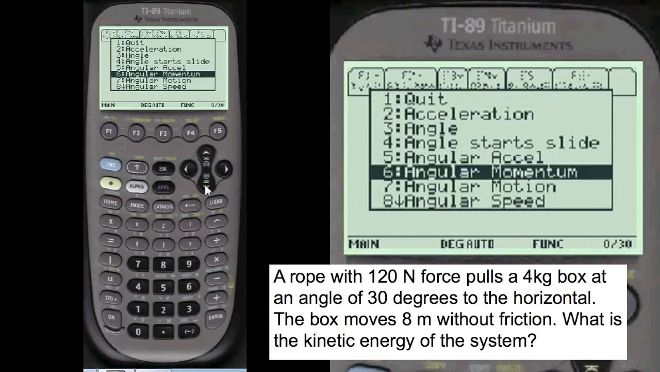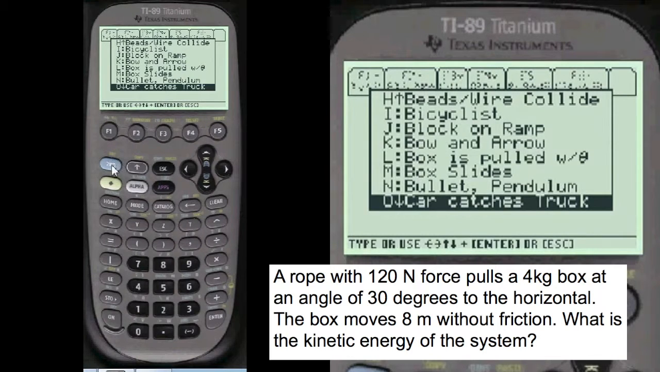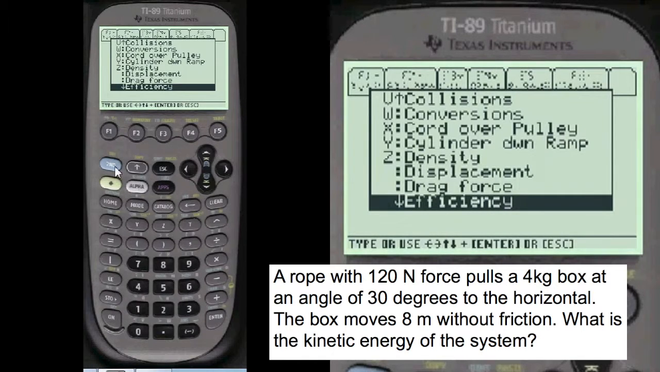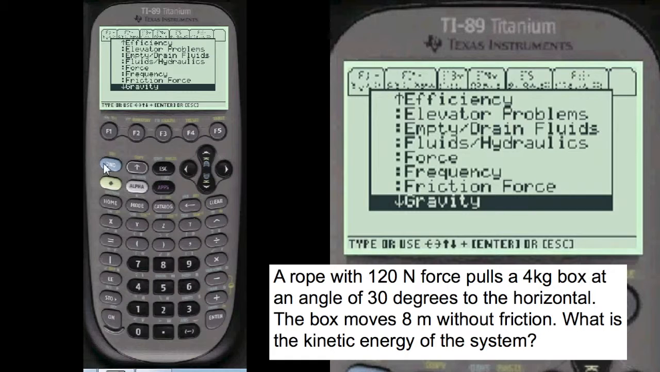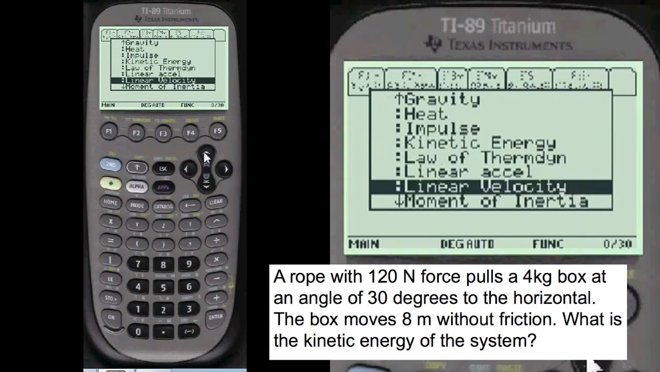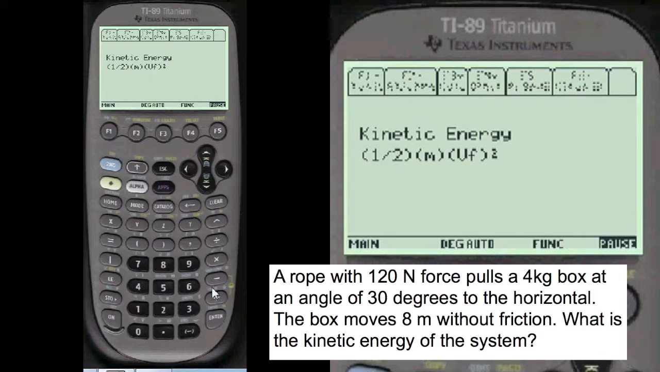And we're going to scroll down to the K section. On your calculator, you can press second and then the cursor, which goes one screen at a time, to get to the middle of the menu, which this happens to be. And here's kinetic energy. We're going to scroll up to that, choose that. That's what the problem asks for.